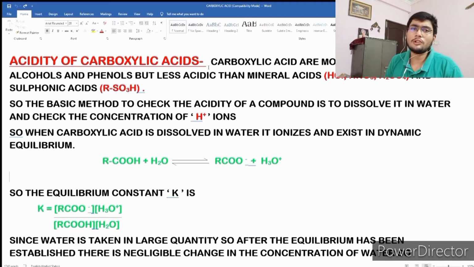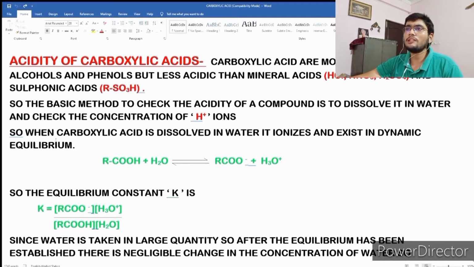So basically, if we want to check whether a compound is acidic in nature or not, the basic method is to dissolve it in water and see whether it gives H plus or not. Okay, and if it gives H plus, then it is acidic in nature, and by checking the concentration of that H plus, we get to know whether the compound is a strong acid or a weak acid. So that's what we are going to do in the carboxylic acid as well. So the basic method to check the acidity of a compound is to dissolve it in water and check the concentration of H plus ions.